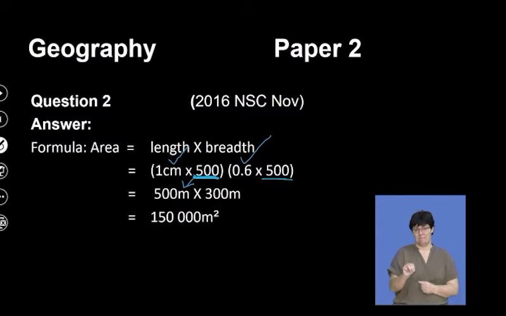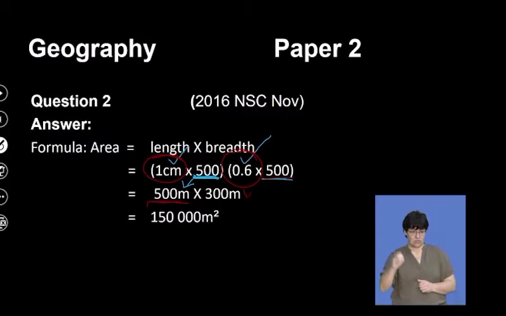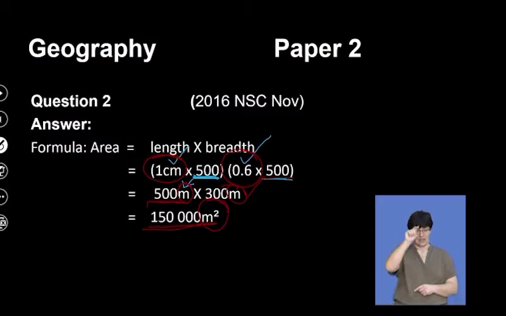So 1 centimeter, let's do that in red, 1 centimeter multiplied by 500 gives me 500. 0.6 centimeters multiplied by 500 gives me 300. Meters times meters is meters squared. 500 times 300 is 150,000. Note the unit of measurement in the final answer, allocated a mark.